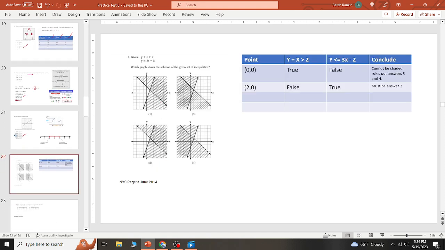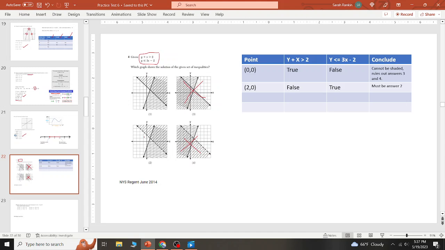Okay, which graph shows the solution of the given inequality? So again, we have the two inequalities. The easiest way, I think, is to put our points into the inequalities and see which ones work. So once again, the point 0, 0 is in some of these, but not in other ones. So 0, 0 doesn't work, so it can't be shaded. So immediately, anything where 0, 0 is shaded, we can X out. So we're down to answer 1 or 2.